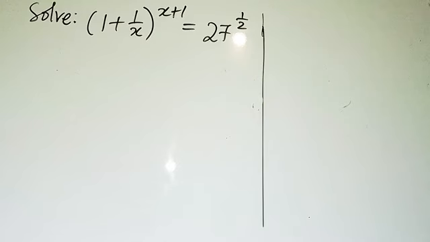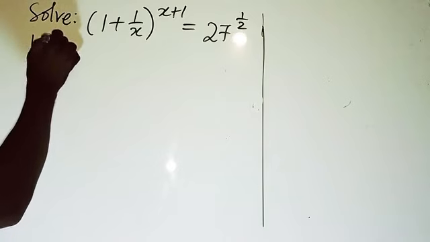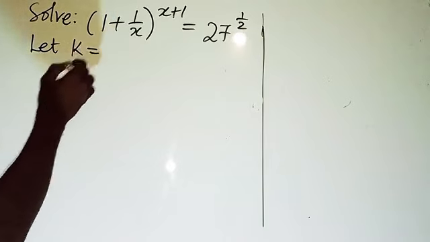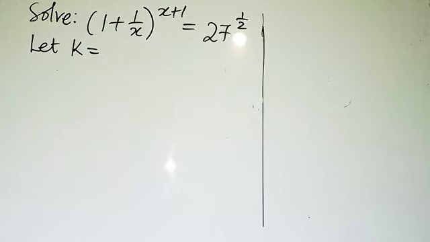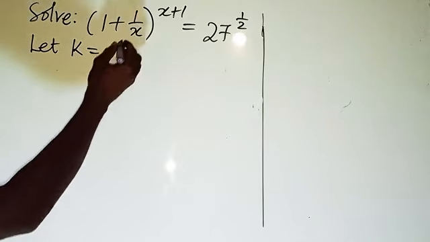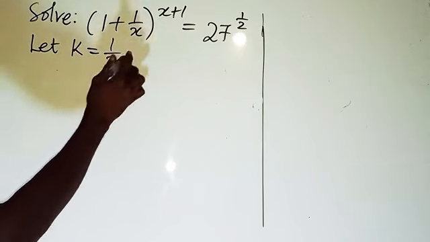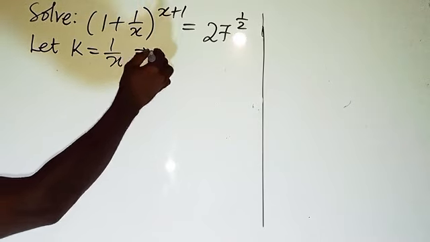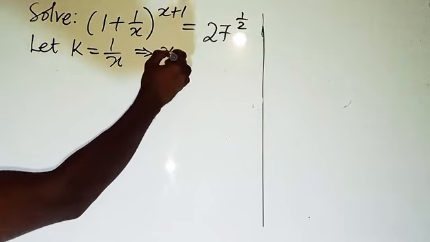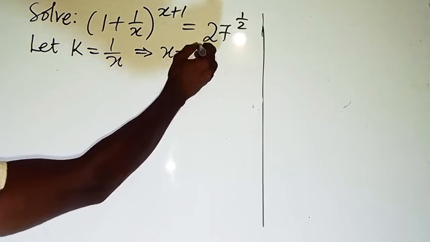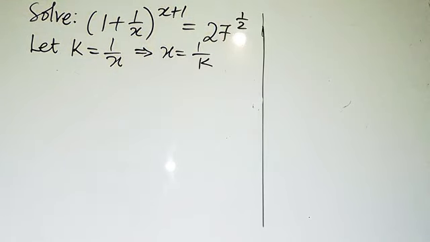So from here, the first thing we are going to do is introduce another variable k to be 1 over x. If k is 1 over x, this implies that x will be 1 over k. I want you to keep that, because we need that information.